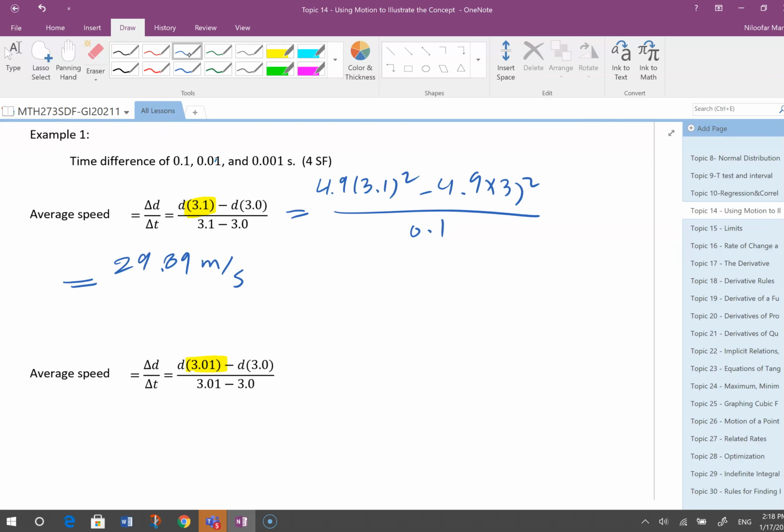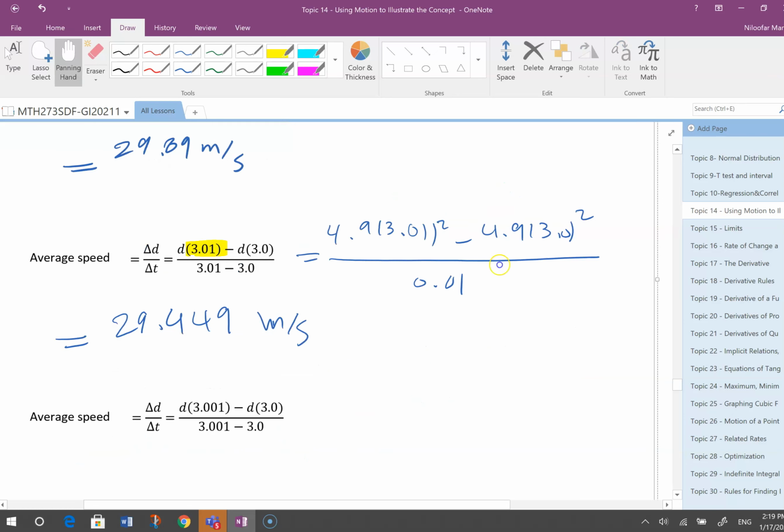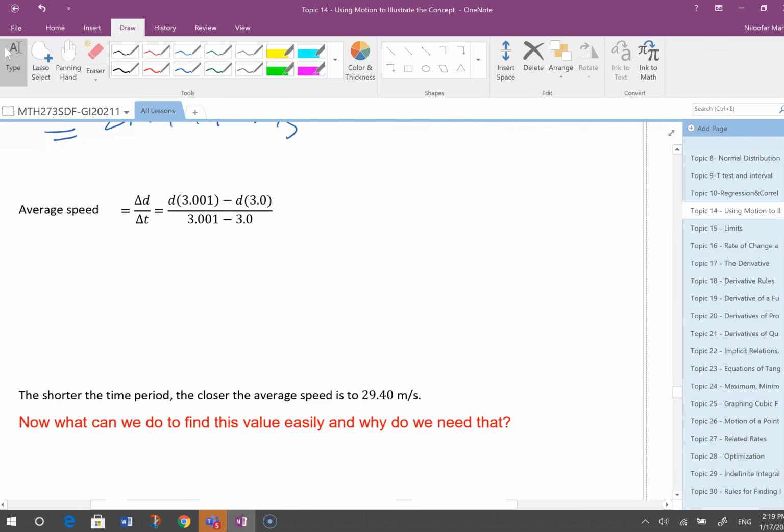You say, okay, so let's see. So it is 4.9 multiplied by 3.01 squared minus 4.9 multiplied by 3 squared divided by 0.01, which, when you calculate, is 29.449 meters per second. Then you would say, but that's not 3.